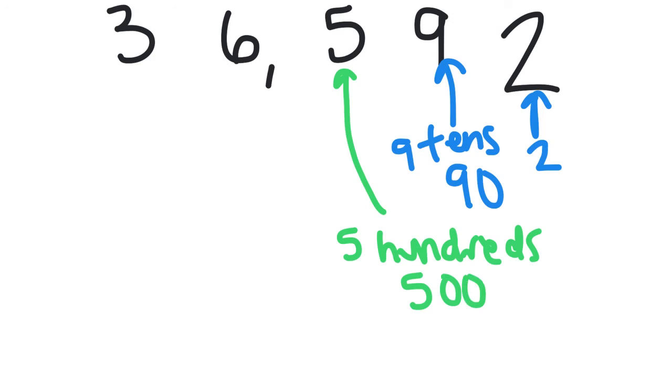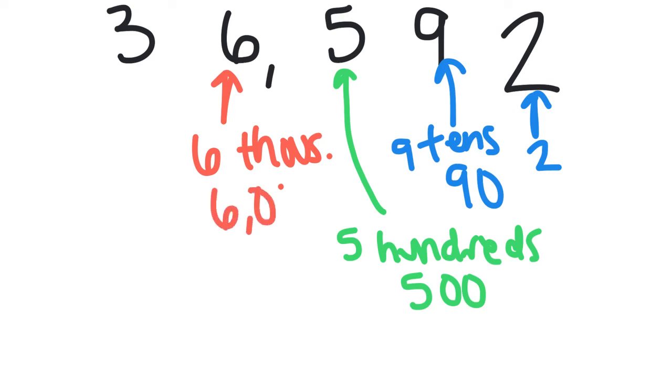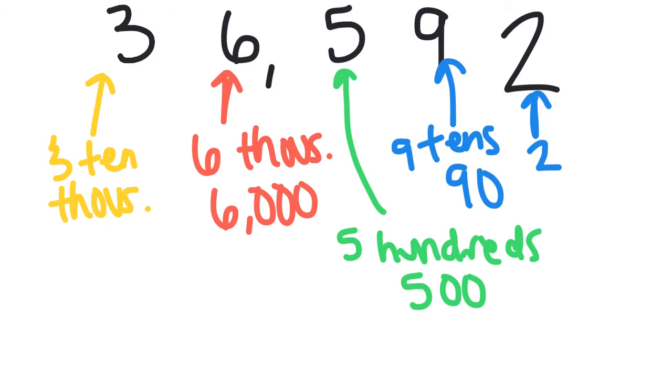500. Continuing on, this 6 is in the thousands place. 6 thousands, I'm going to abbreviate. The value of 6 thousands is 6,000. And then finally, we have this 3 right here. This 3 is in the 10 thousands place. So the value of 3 10,000s is 30,000.